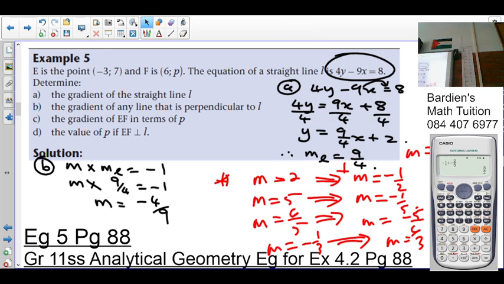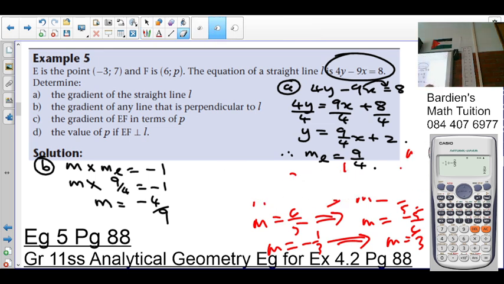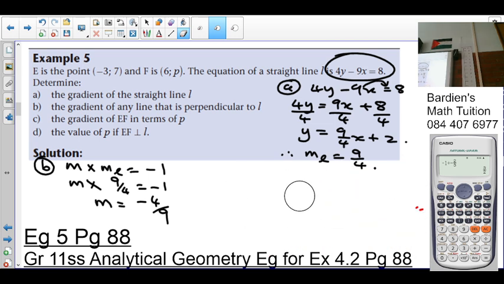Okay. So instead of going through this whole thing as I did in B now, you could have just said the gradient is simply going to be, if the gradient is 9 over 4, the perpendicular gradient will be negative 4 over 9. So I didn't have to do this calculation. You can do it with me. Let's look at C.